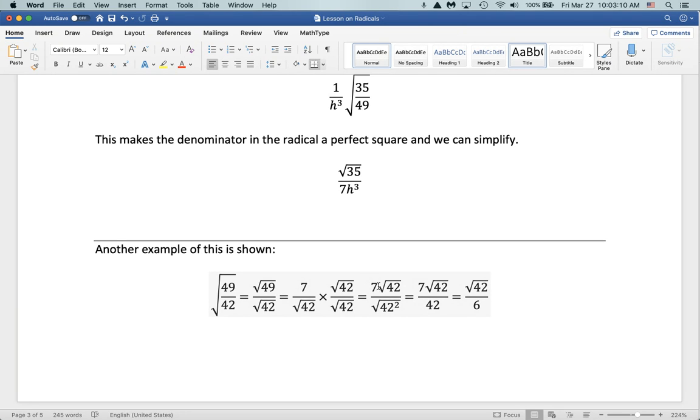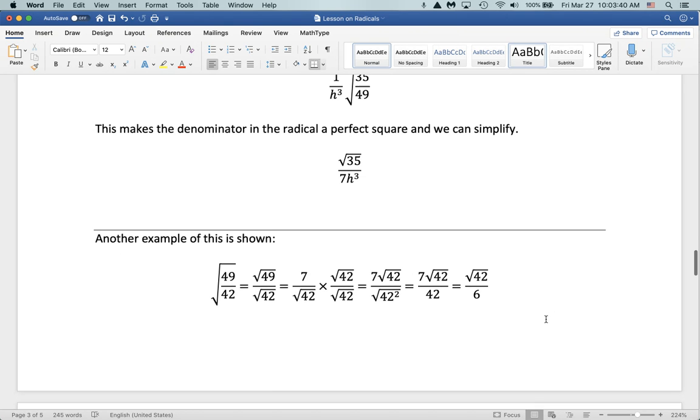7 times the square root of 42 is 7 times the square root of 42. But the square root of 42 times the square root of 42 is the square root of 42 squared. I have a perfect square. I can square root it now. That comes out as a single 42 underneath. So I'm left with the 7 square roots of 42 on top and a single 42 that's not being square rooted on the bottom. One last step is to see if I can reduce. And by the way, 7 goes into 42, so I have the square root of 42 over 6, because 7 goes into 42 6 times.